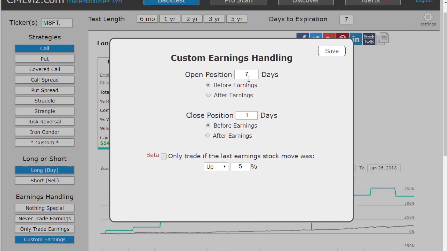Open the position 7 days before earnings and close the position 1 day before earnings. And then there are some other tools here. We're not going to look at that, but you can play around with it. If the trade had an up move of 5%, only include those results. So that's not being included in these results.